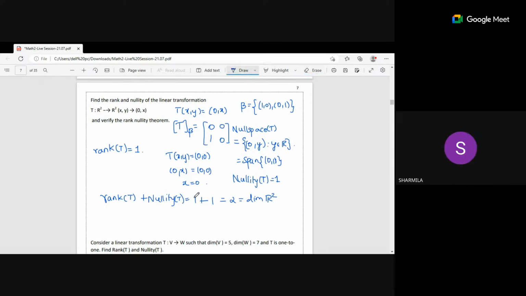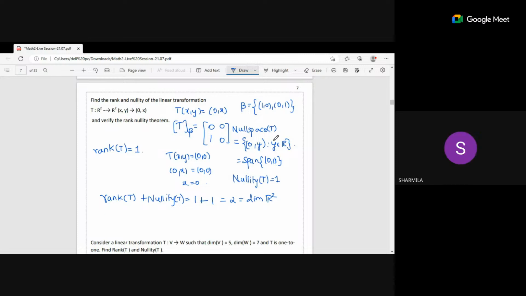Ma'am, how to find the nullity of T equals to 1 here? So what is nullity? Nullity is the dimension of the null space. So in the null space, the span has only one vector. It means this is a basis vector. So the number of basis vectors is the dimension, right? Okay, you have only one vector in the basis. So you have nullity 1.